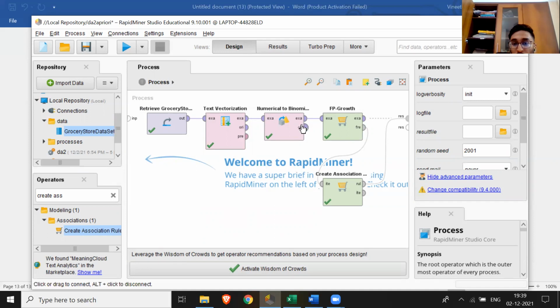Okay, so after that, we move on to FP growth. What FP growth does is it calculates all the frequent item sets from the given example set using a tree data structure. The input here is the example set that we have chosen, which is the grocery data set, and the output is the frequent item sets. The input also should be binomial. So the input has to be in binomial form, and that's one of the reasons we chose the numerical to binomial operator before it.